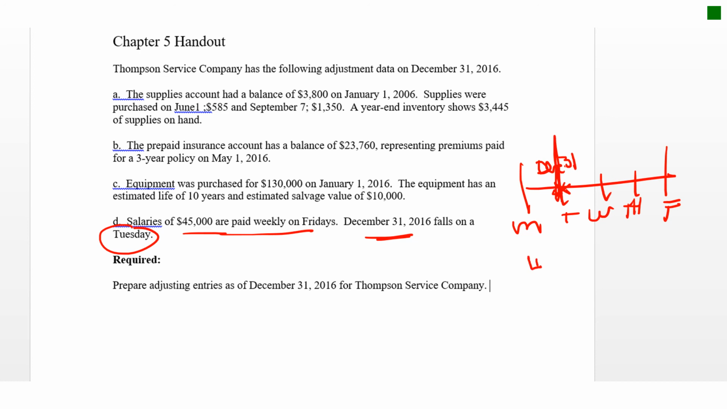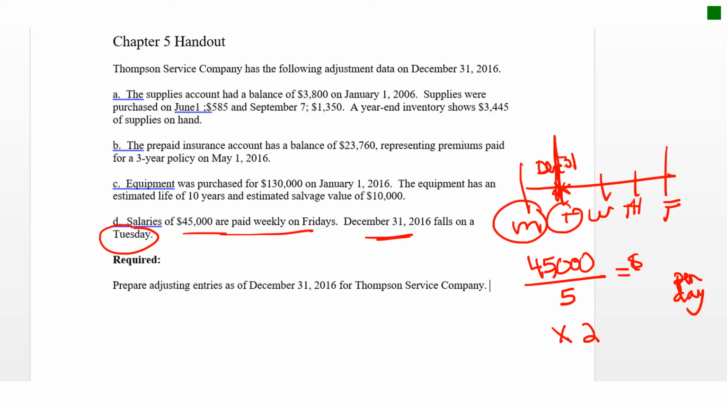So what you need to do is first figure out your daily expense, assuming it's a 5-day work week. So you do 45,000 divided by 5. That gives you your expense per day. And the question is how many days are in the last week of the year? Well, there's going to be Monday and Tuesday. So you simply multiply that by 2 to get your accrual. And of course, let me give you the accounts on this one. You would be debiting salaries expense and crediting salaries payable. Okay, so again, that's one more illustration of the basic idea of adjusting entries.